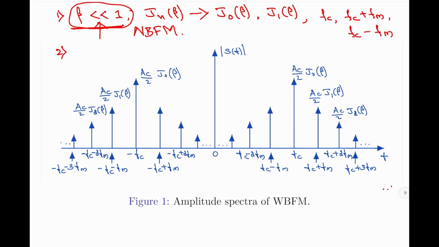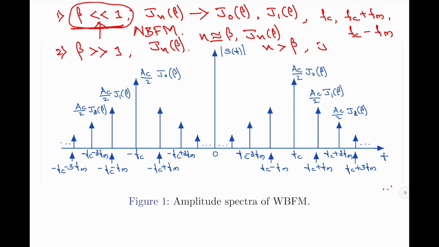However, if I consider the condition where beta is much greater than 1, then we will have a large number of Bessel coefficients which are Jn of beta. However, we note from the properties of the Bessel function that as long as the value n is approximately equal to beta, we will consider Jn of beta. The moment the value of n becomes greater than beta, the values of Jn of beta can be ignored.